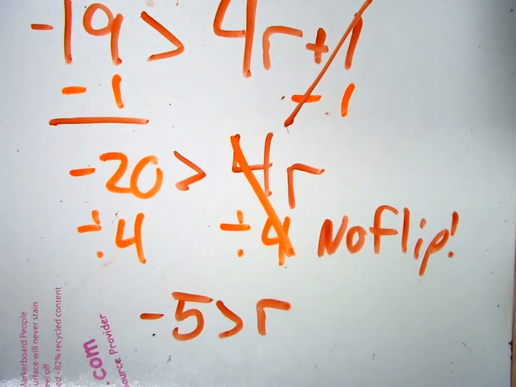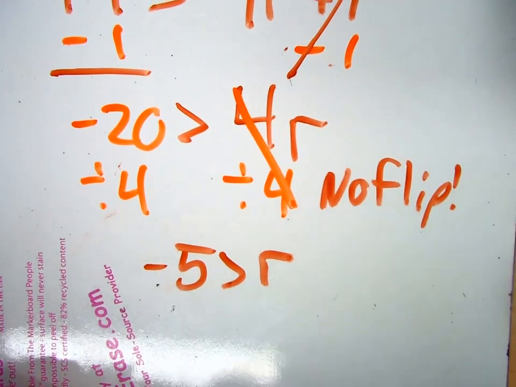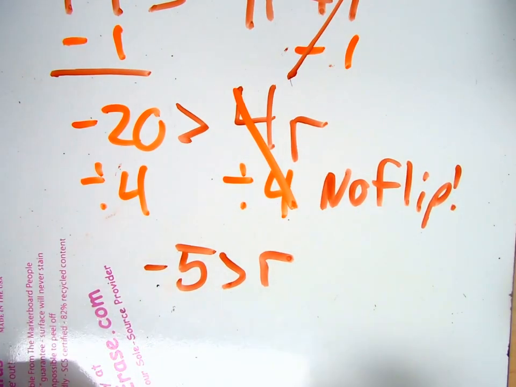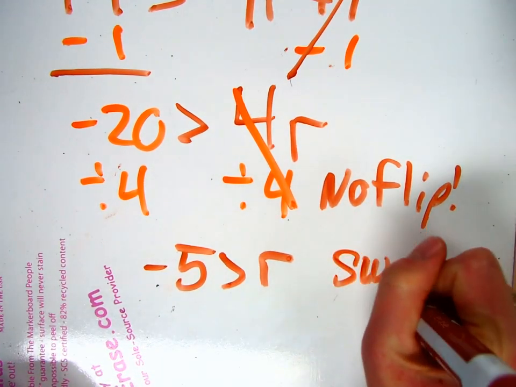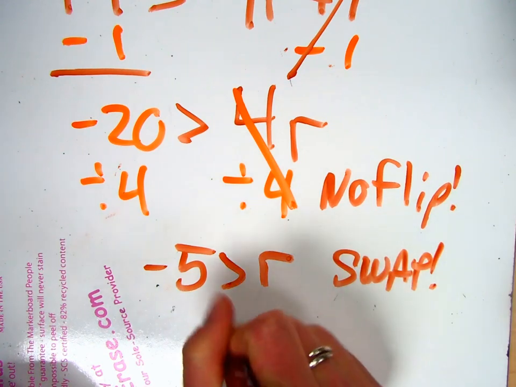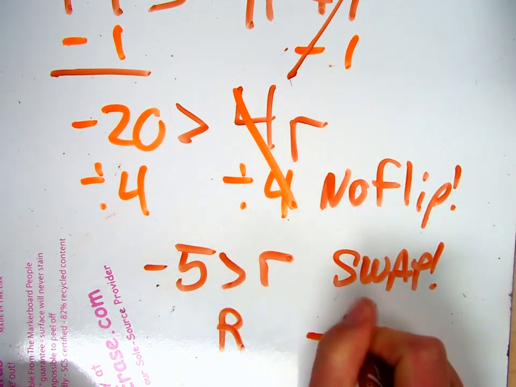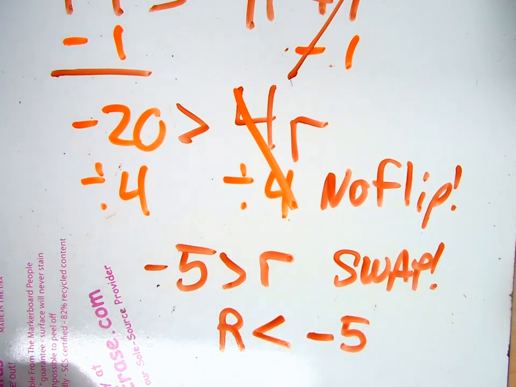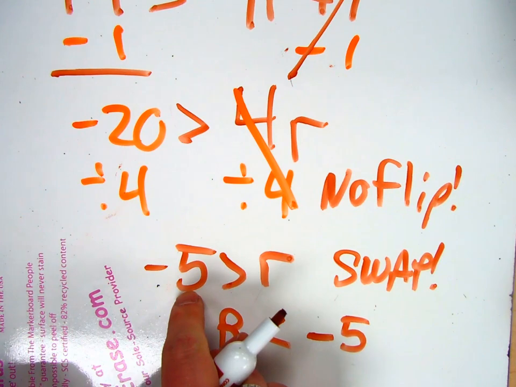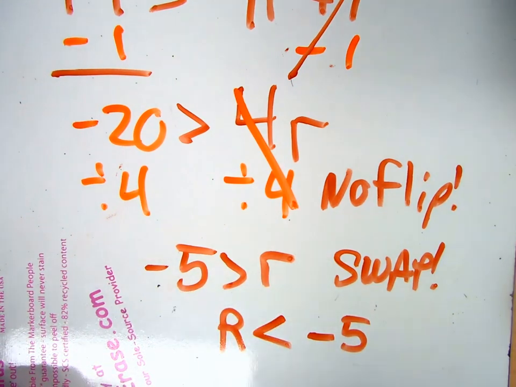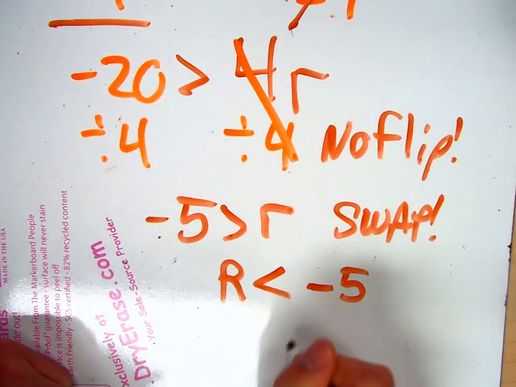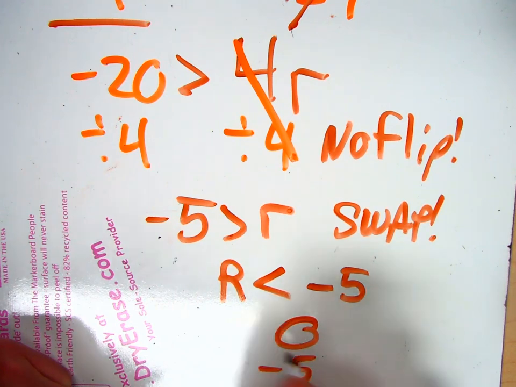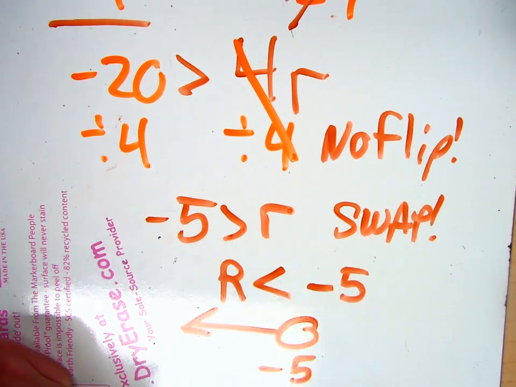Now before I can graph it, my inequality symbol is backwards, so we are going to do a swap. Here's my swap. r goes first, negative 5 goes at the end, and I'll just change the direction of my inequality symbol. I want to make sure that it's still eating the number it was before I swapped it. Finally, to graph it, we're going to have an open circle at negative 5, and I will be shading to the left.